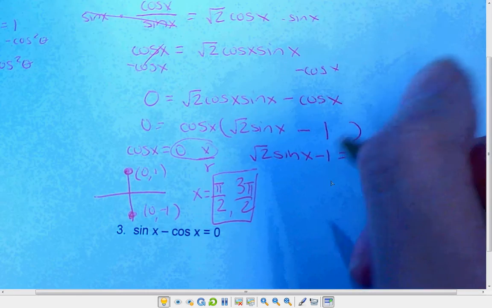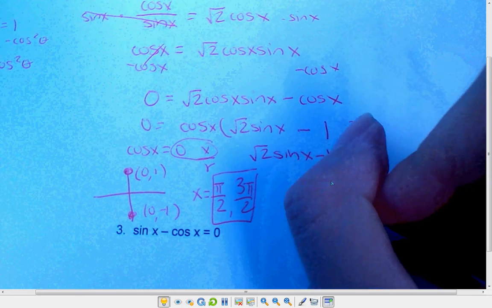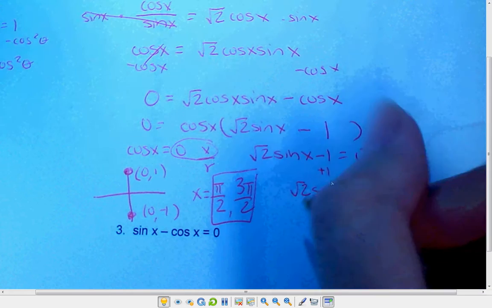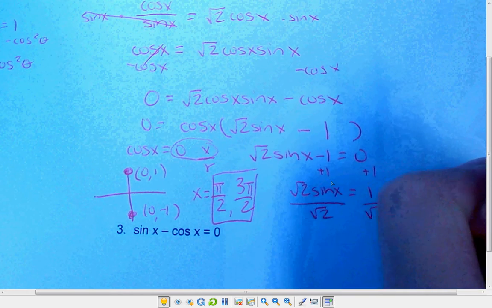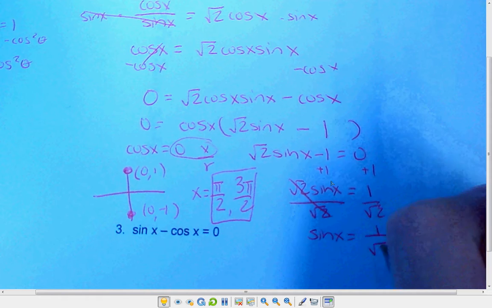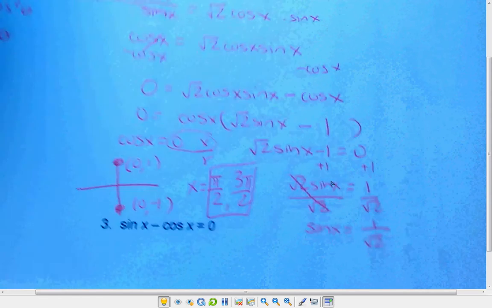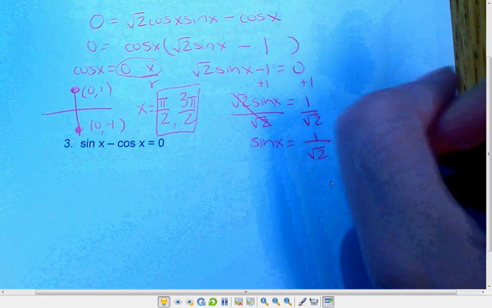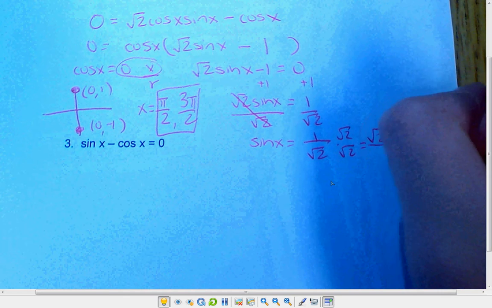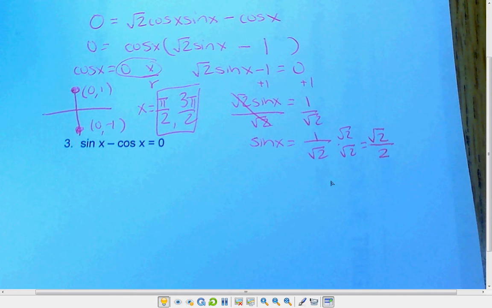On this side, we're going to add 1 to both sides. So you get √2 sine x equals +1. Divide both sides by √2. We have 1 over √2. We cannot have a root at the bottom, so we're going to multiply by √2 over √2. This gives us √2 over 2. So we're looking for when sine is √2 over 2.